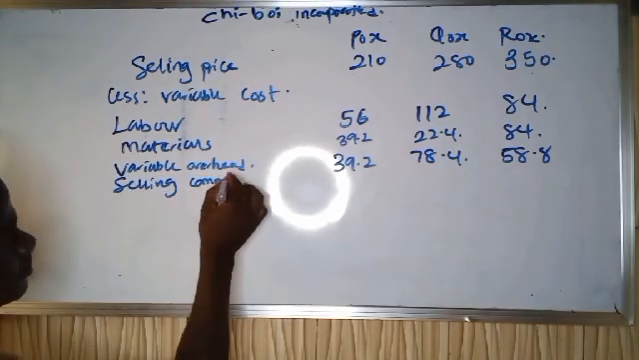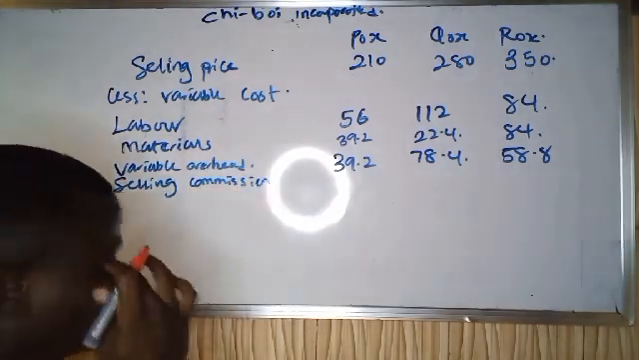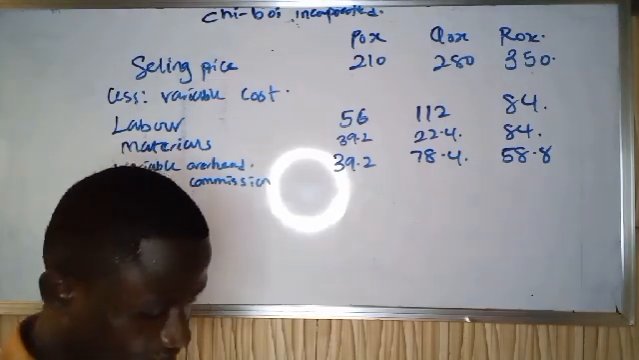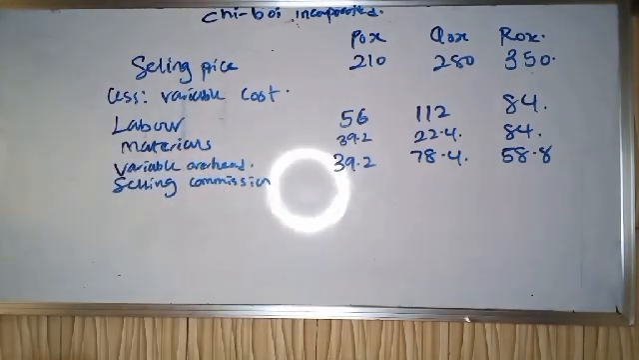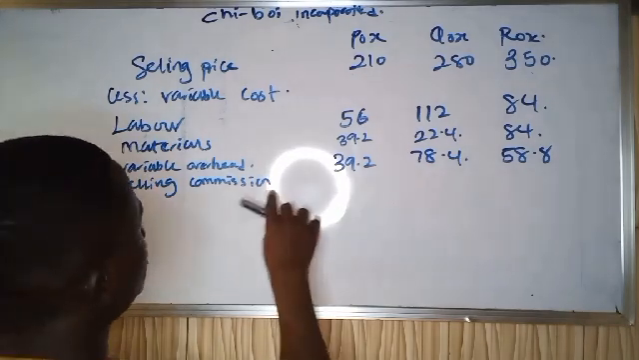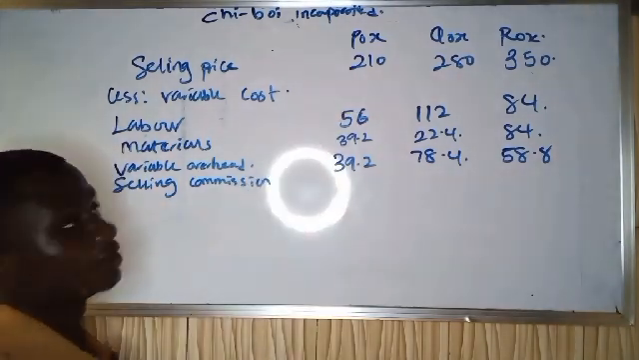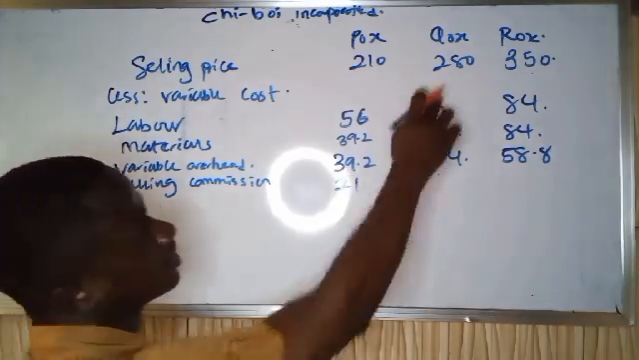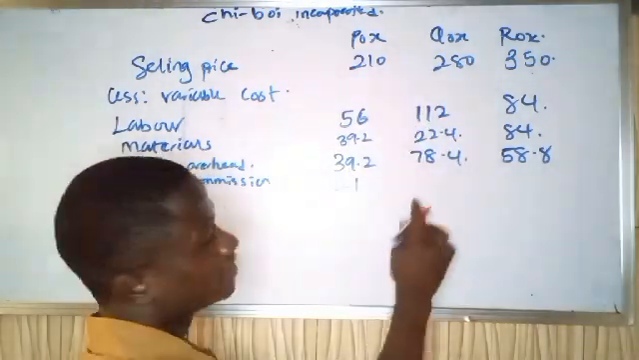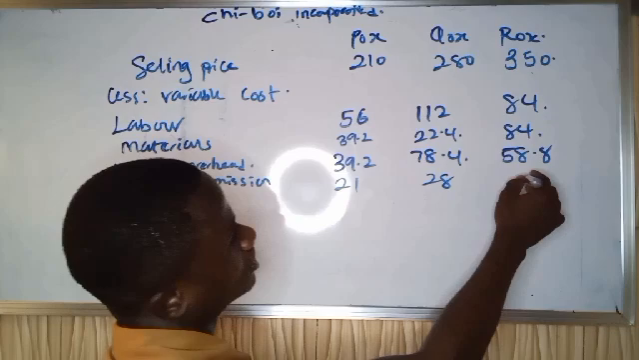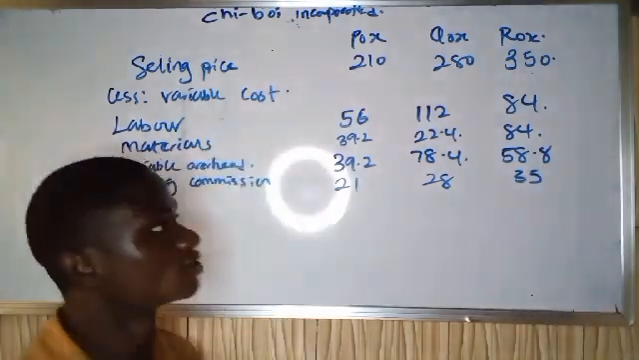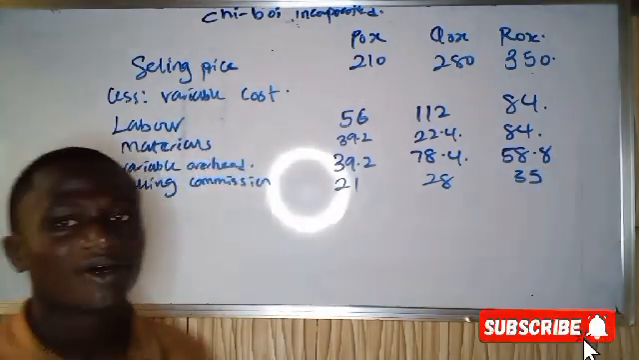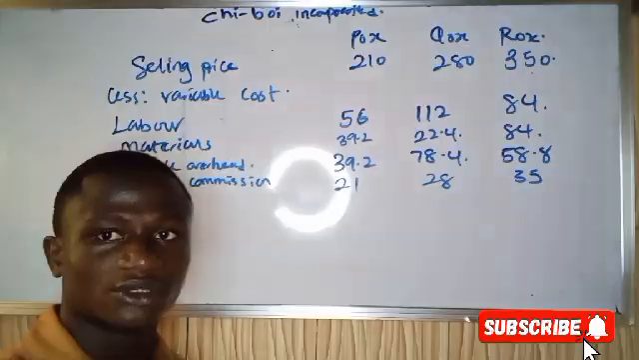Selling commission, which is how much? Selling commission is 10% on sales. So that's 10% on the selling price. So if you go by our calculator, 10% on sales, which is 10% on the selling price, for Box is 10% of 210, that's 21. For Quarks, 10% of 280, that's 28. And for Rocks, that's 35. So I think that is all of our variable costs of producing 1 unit.